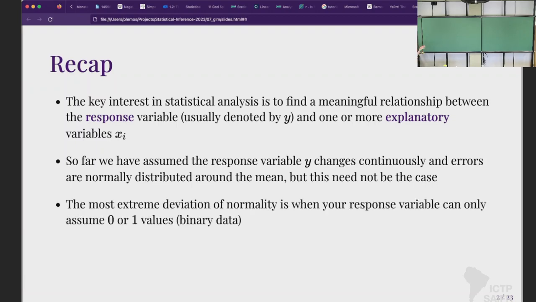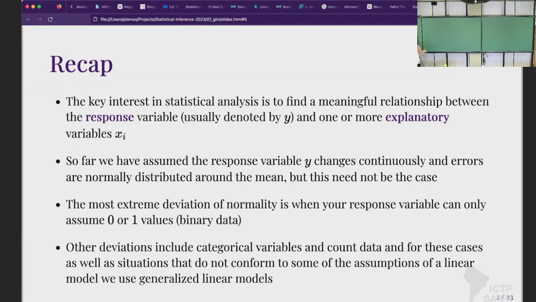And the most extreme deviation of this normality on the distribution of y is when your response variable can only assume 0 or 1 values, which is binary data. And we're going to see some examples of that. Other deviations also include when you have categorical variables or count data. For these cases and other situations that deviate from the assumptions of the linear models that we have been seeing so far, we can use what's called generalized linear models.